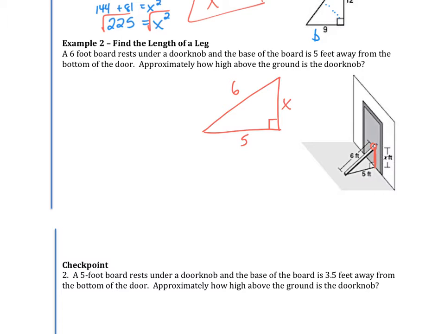If we identify the biggest side, which would be opposite the right angle, that's c, and the other sides are a and b. So a squared plus b squared equals c squared. A is x, so it's x squared. B is 5, so 5 squared. And c is 6. So x squared plus 5 squared equals 6 squared, which gives us x squared plus 25 equals 36.